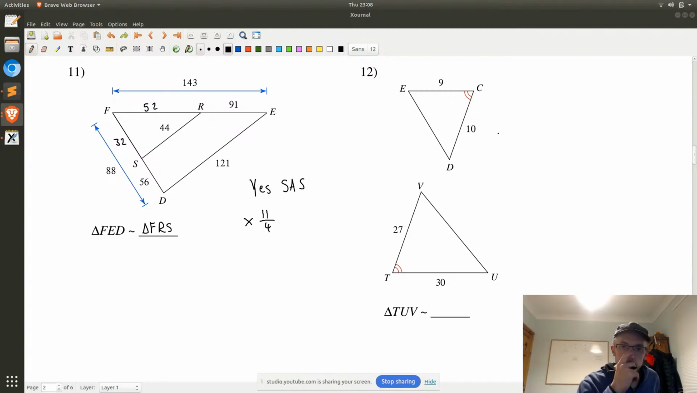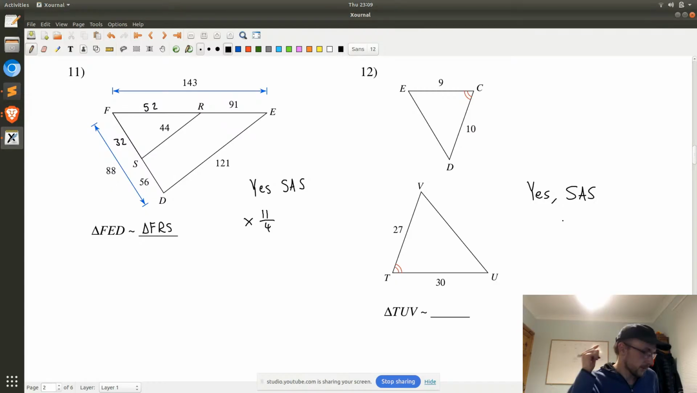Here, they are in that ratio. That's true. And so we say yes. SAS. And what's the scaling? One's 3 times bigger than the other. And triangle TUV is congruent to triangle CDE.